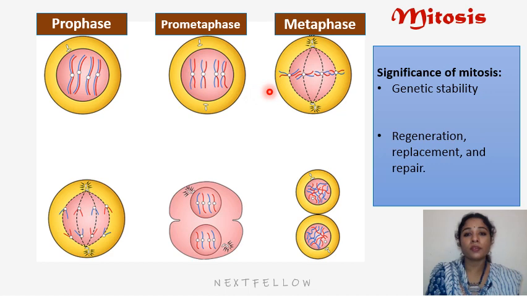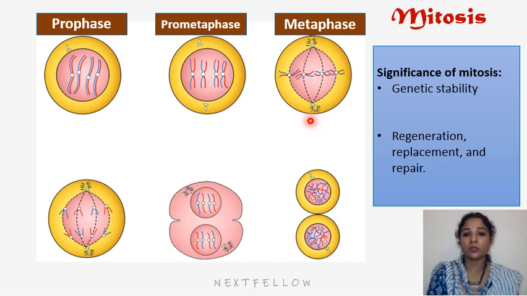Next is the metaphase. In the metaphase stage, the nuclear membrane breaks up. Here we can see the nuclear membrane; here there is no nuclear membrane. It breaks, and the double-structured chromosomes line up in the equatorial plane. You can see them lining up in the equatorial plane of the spindle and getting attached to the microtubules of the spindle, extending towards the centrioles.